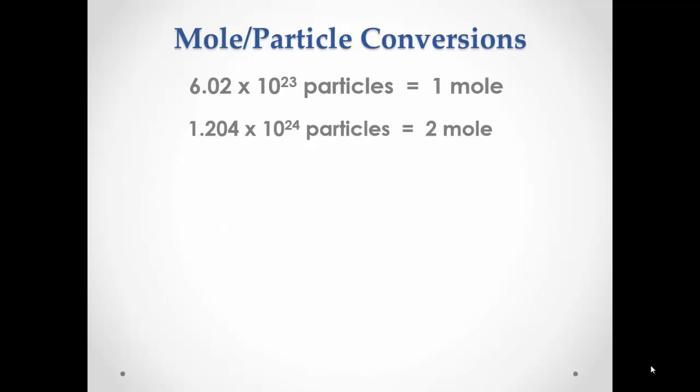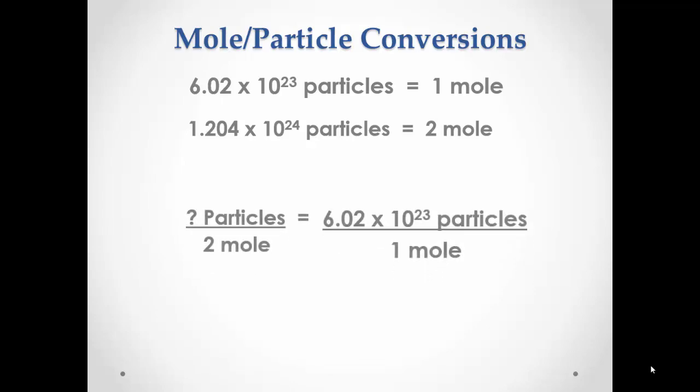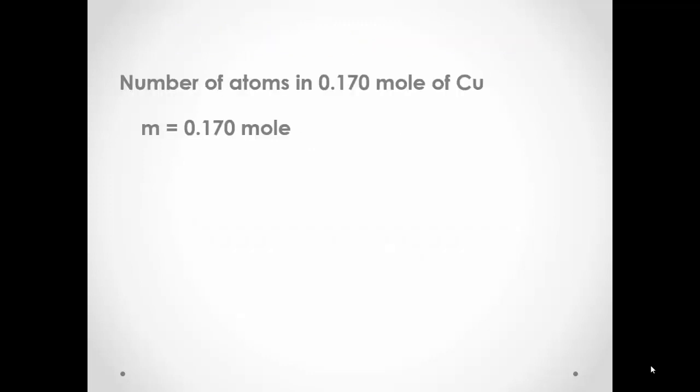We can also look at this as a proportion. On one side of the proportion, we have our particles per 1 mole, and on the other side of the proportion, we have our given moles and our unknown particles. Cross-multiplying still gives us 1.204 times 10 to the 24th particles. So let's try a couple problems.